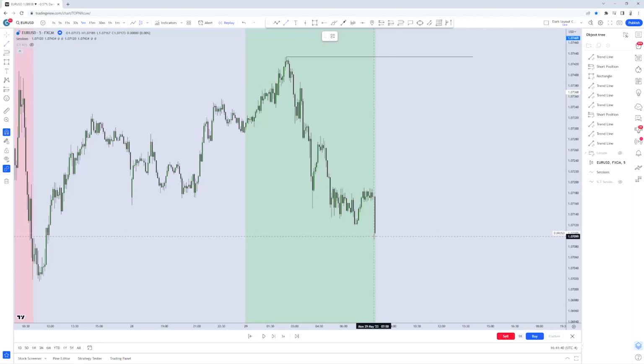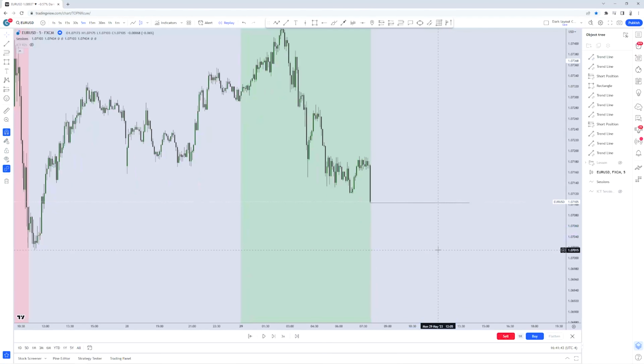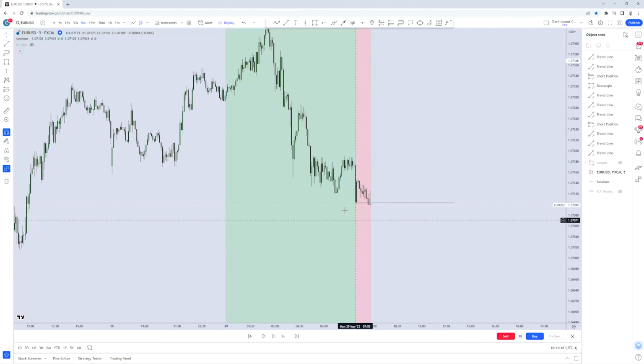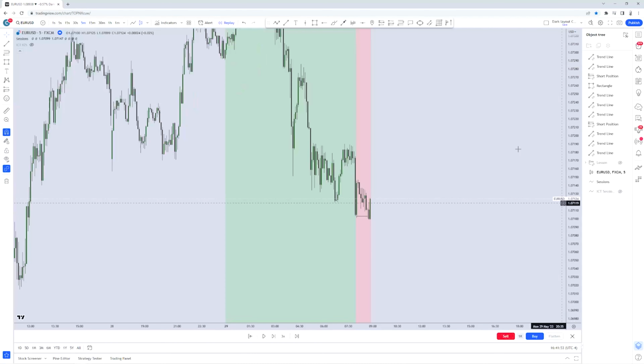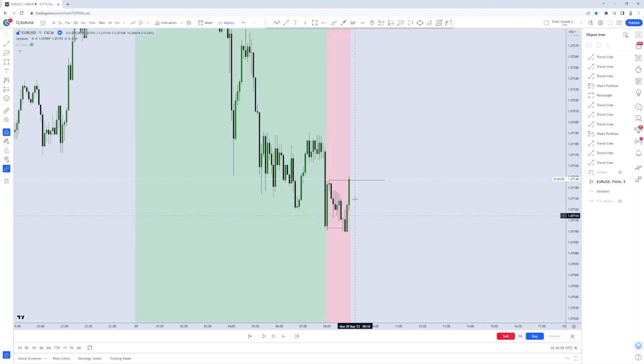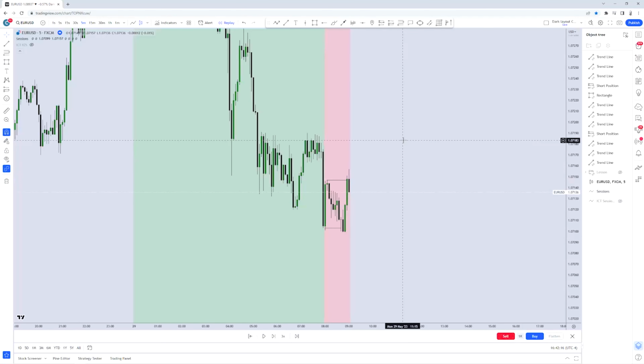We are at 7:55 exactly. So after 8 o'clock, let's say, okay, here we have the break again. So now all we expect is an impulsive change of character, which would happen up here, exactly right here. Let's see if we get an impulsive change of character, and we do get an impulsive change of character. So in this occasion, we have to wait for the formation of an FVG, and the fair value gap is exactly right here. There we go.